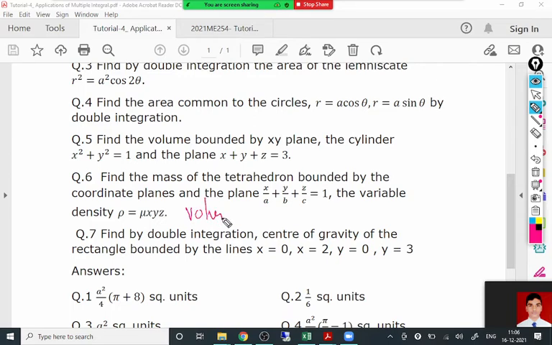What is the formula for volume? We are doing question 5. Yes, what is the formula for volume? Triple integral dx dy dz. Yes, generally we keep dz dx dy. It is dx dy dz only, but why am I keeping dz dx dy?